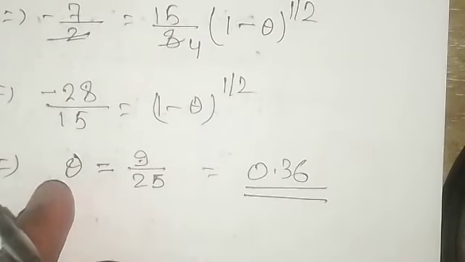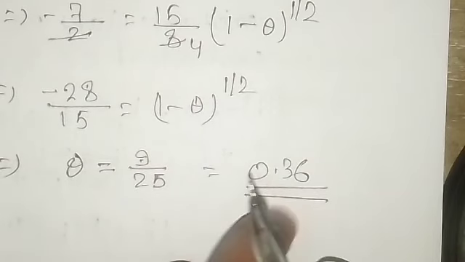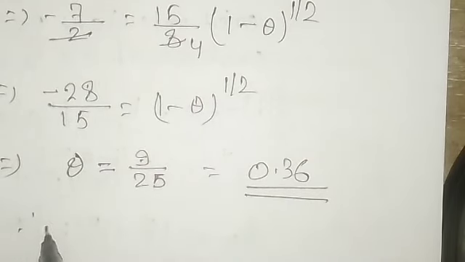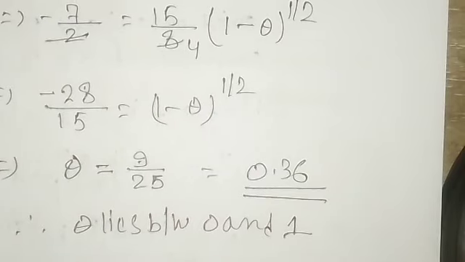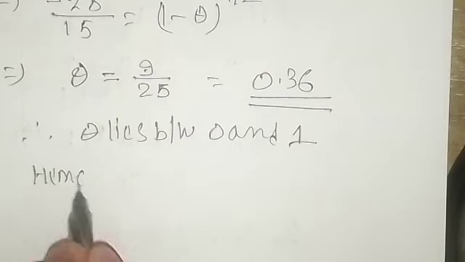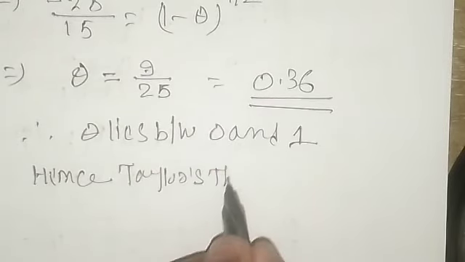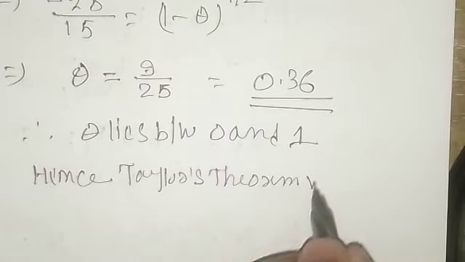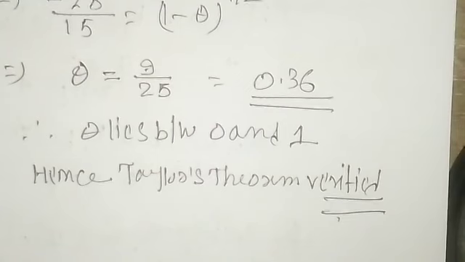Now you need to check whether the theta value we got comes under 0 to 1 or not. Therefore theta lies between 0 and 1, so hence Taylor's theorem is verified. This is how you will do the problem.